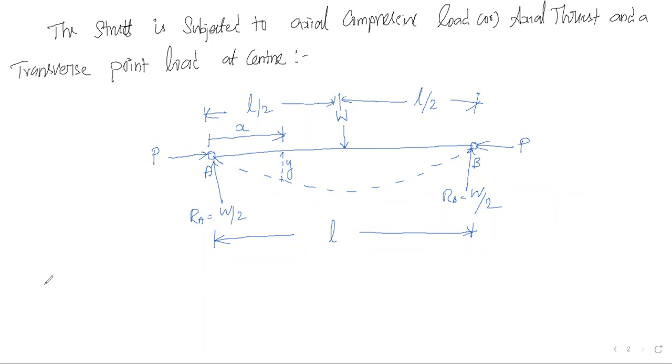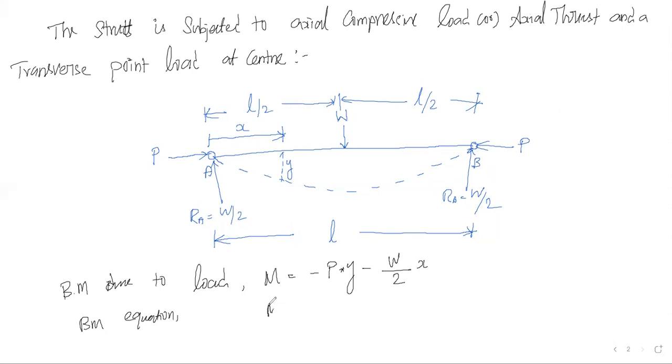Now let us move on to the derivation part. First, the bending moment due to load. Because of this axial compressive load, the profile is concave. So M is equal to minus P into y at any section. Next, the deflection is going to be downward, so we take it as minus W by 2 into x. So this is the equation of bending moment. Next, the general bending moment equation.